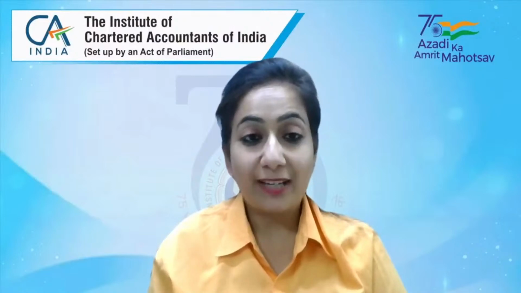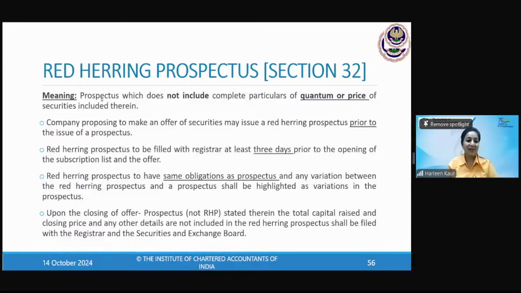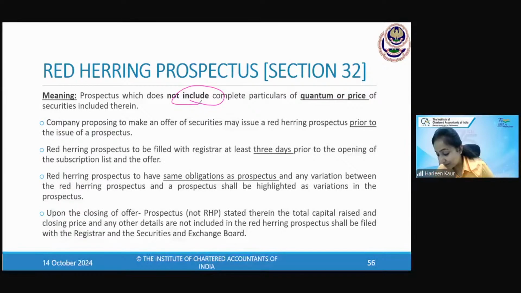So we have also created a hype about red herring prospectus. Now let's understand what it is all about. It is a prospectus which does not include complete particulars. So Moruju, you were asking me the difference between prospectus and red herring. This is the major difference: a red herring prospectus is incomplete and a prospectus has the complete information.